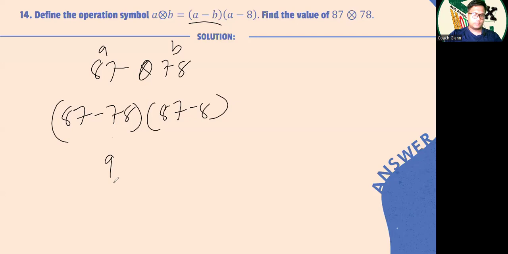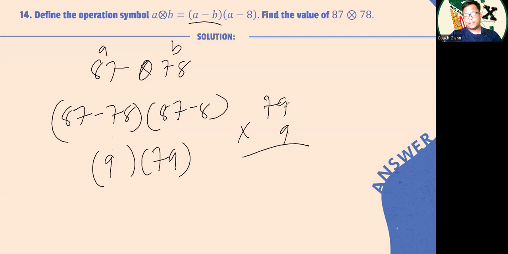Is it 9? Yep, 9. 87 minus 8, that's equal to 79. So we need 9 times 79. So proceed to multiplication. So 9 times 9, that's equal to 81. 9 times 7, that's equal to 63. And 63 plus 8, that's equal to 71. So the final value here should be 711.